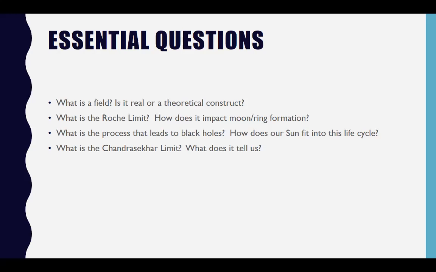They have what's called the stellar life cycle. And depending on the mass or size of the star, we're going to see it have the ability to either become a planetary nebula or to supernova and produce either a neutron star or a black hole. But what exactly determines that, and where does our sun fit on that spectrum? And then lastly, number four: what is the Chandrasekhar limit and what does that tell us? This actually relates to the question before, and so we'll cover that when we get there.